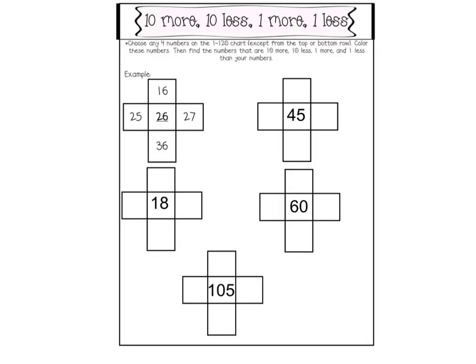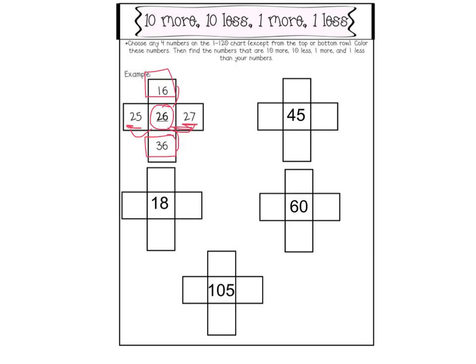All right. I have some 10 more, 10 less, 1 more, 1 less boxes. There's an example here. Let's take a look at this one. The number in the middle is 26. Well, they want to know what's 1 less. 1 less than 26 is 25. They want to know what's 1 more than 26. 1 more than 26 is 27. They also want to know what's 10 less. Well, I know that looking at my 100 chart, 10 less than 26 is 16. They also want to know what's 10 more. 10 more than 26 is 36.